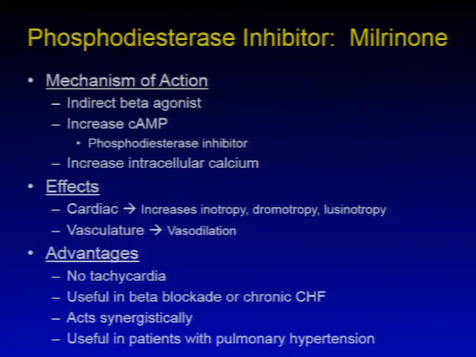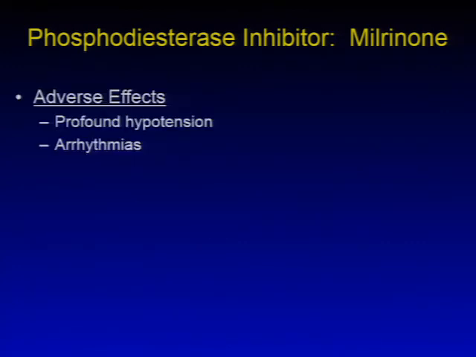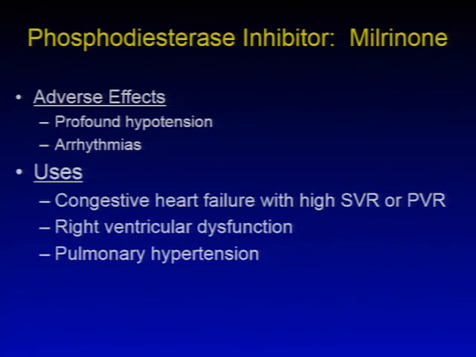The advantage of the phosphodiesterase inhibitors is that they do not induce tachycardia. They're useful for patients who have beta blockade or chronic congestive heart failure, and they act synergistically with other inotropic agents. They're especially useful in patients with pulmonary hypertension to lower pulmonary vascular resistance. The adverse effects of phosphodiesterase inhibitors, though, are that they can cause significant hypotension and induce arrhythmias.